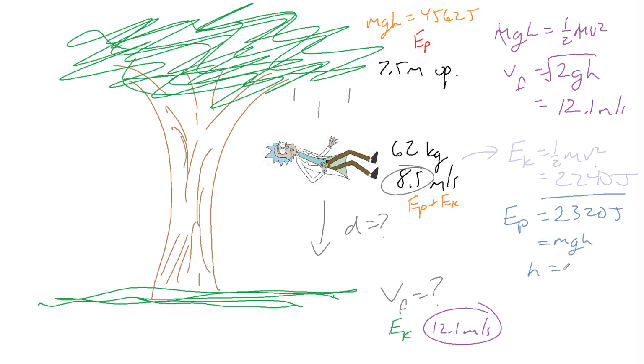So I'll take that 2320 and divide it by his mass and by gravity, and we get a height of approximately 3.8 meters. So he would be 3.8 meters off the ground when he's going 8.5 meters per second. So the distance up here is just under 4 meters. So he's about halfway down, sort of in the middle-ish between where he fell from and the ground. Okay, so there's some basic conservation of mechanical energy.